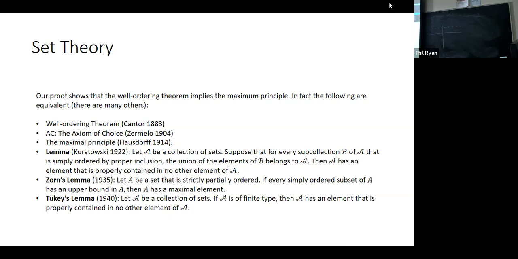And then there's Tukey's lemma in 1940. If you've got a collection of sets A, and A is of finite type, which I'll say what that is in a moment, then A has an element that is properly contained in no other element of A. And so these three are really the same thing, just stated in different ways.